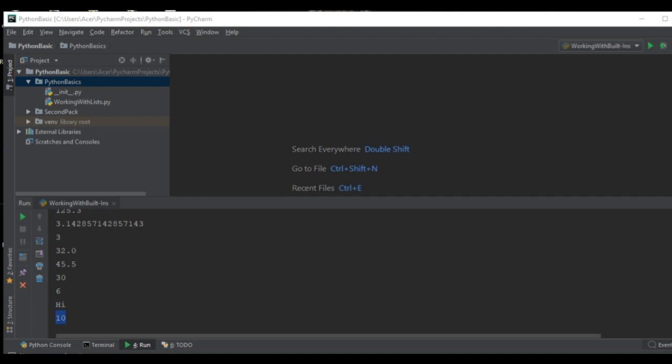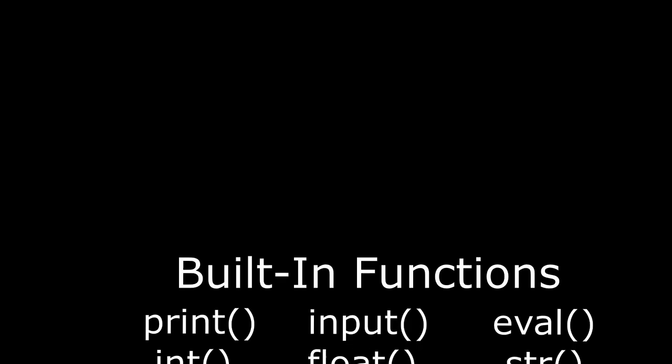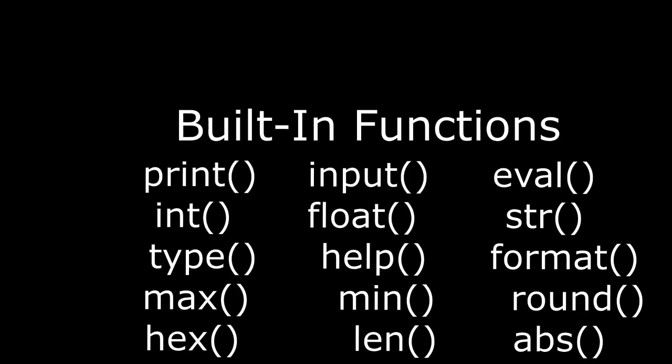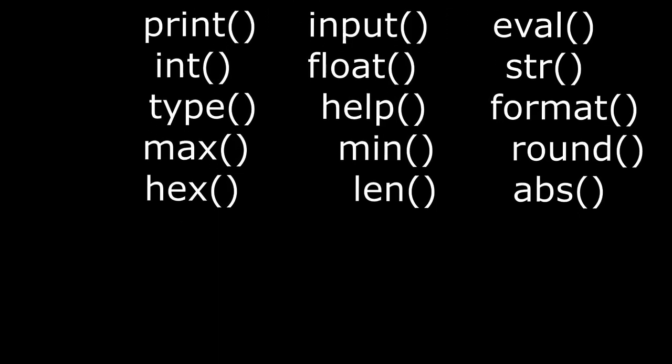Here in this video I am going to discuss the built-in functions in Python. In the Python 3 documentation we have more than 60 built-in functions available, but in this video I am going to talk about the functions which are important and mostly used in real-time scenarios. I have listed out the functions that I am going to cover in this section.